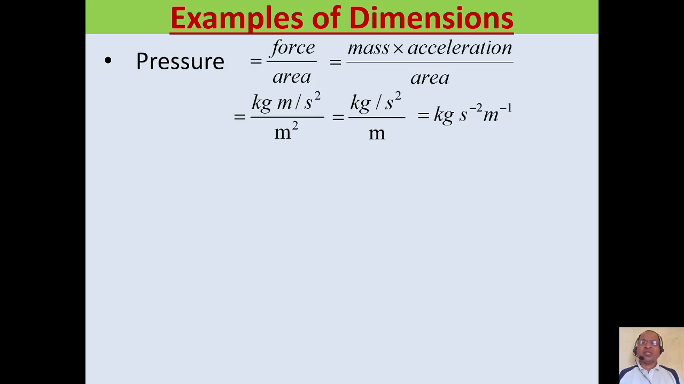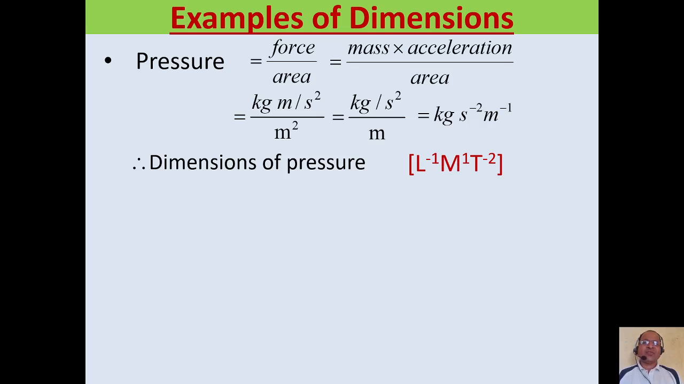So finally, dimensions of pressure become L raised to minus 1, M raised to 1, T raised to minus 2. Remember, meter is for length, not for capital M. Capital M denotes mass, so its unit should be kilogram.